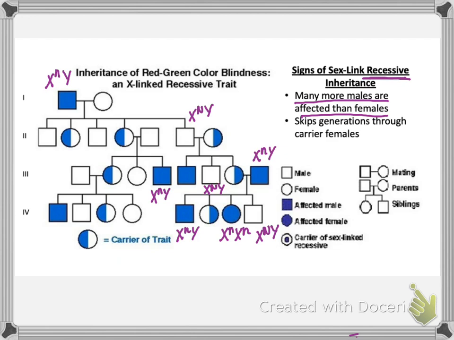here, let's look at Roman numeral 2, 6 and 7. So this couple right here. The dad is healthy. They have a son who is colorblind, and they have a healthy son and a healthy daughter. Well, in order to have a sick son, the mother, who's healthy, must then be a carrier of the recessive allele.